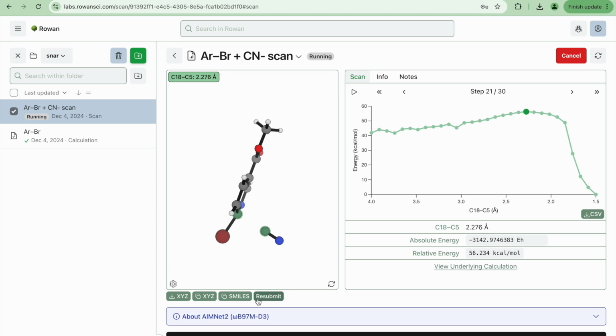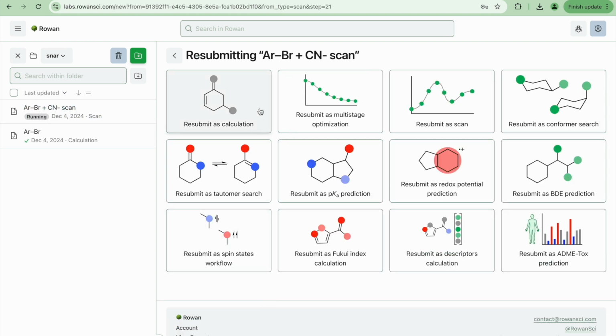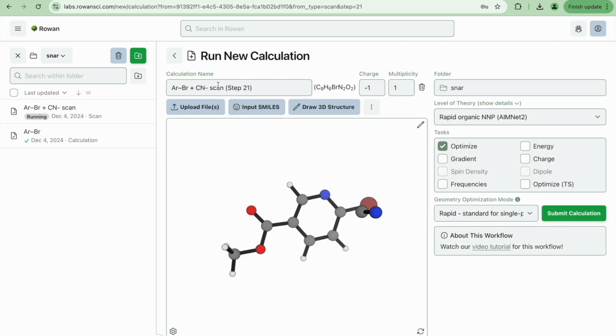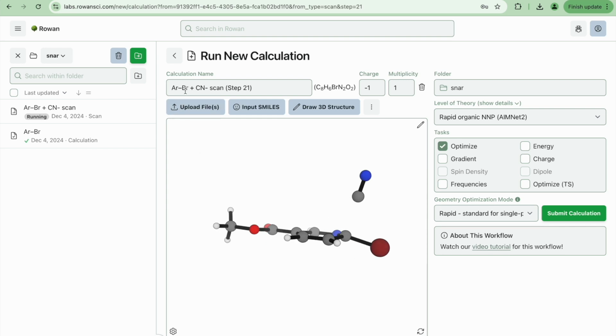Yep, it's this one. So let's resubmit from this geometry now, and we'll resubmit this again as a calculation. We'll say ARBR plus CN minus, but instead of a scan, we're submitting this as a transition state. And so what's really important here is we will deselect optimize, and it'll say optimize parentheses TS for transition state. And so this is now just a different optimization. We're using a different algorithm. We're looking for a different thing.